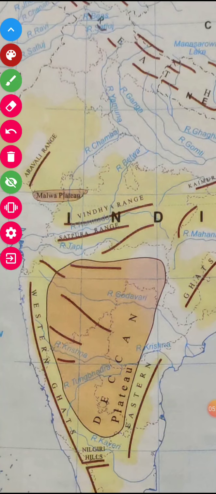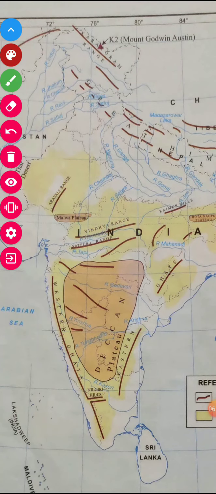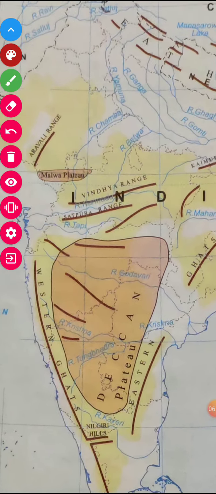Make sure the Vindhya range should not touch the river Narmada, and the Satpura range lies between both the rivers Narmada and Tapi. Both ranges should not touch the rivers, should not intersect. But the river Chambal and the river Betwa originate from the Vindhya range. Their origin is from the Vindhya range, so you can touch their origin while marking this Vindhya range. Moving to the next, we have along the western coast of India, the Western Ghats.